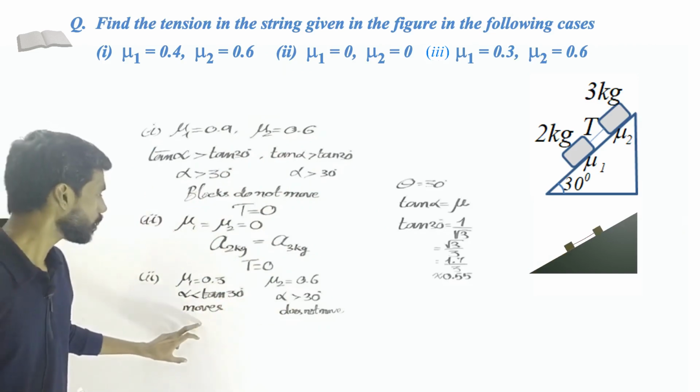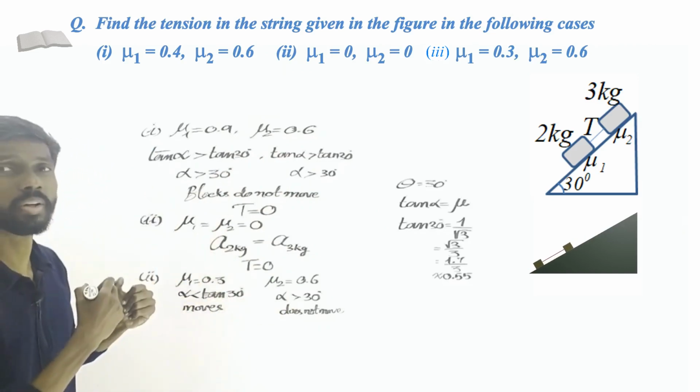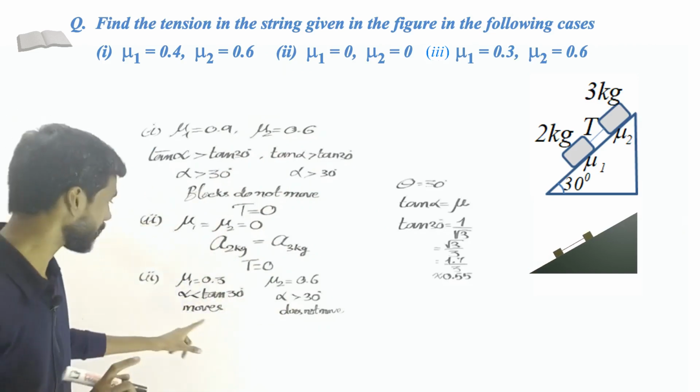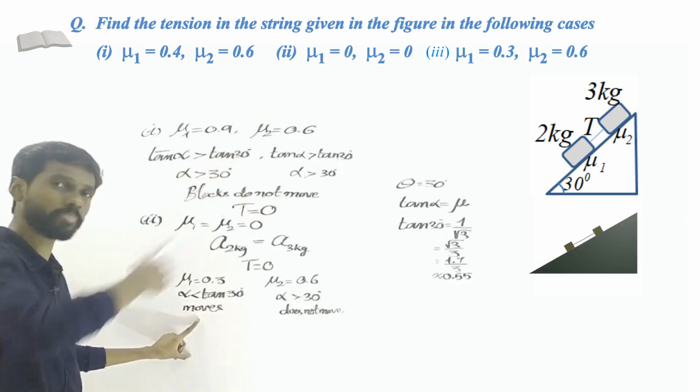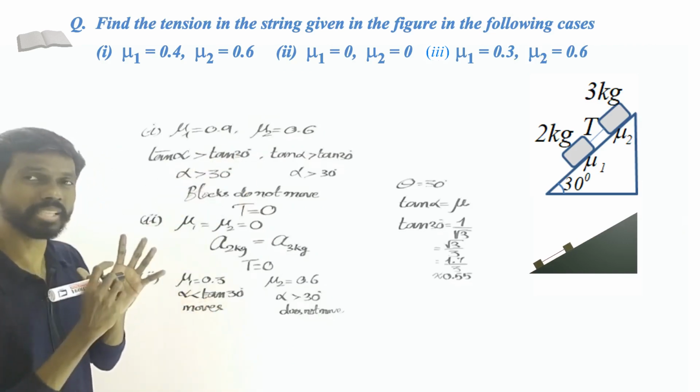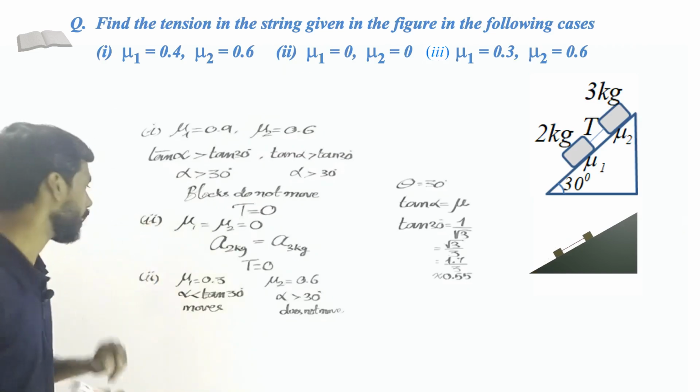Now suppose this object is dragging that object also. Both move with the same acceleration, because this is moving, so this will pull that object also. So both move with the same acceleration. So let us find the acceleration. How to calculate?